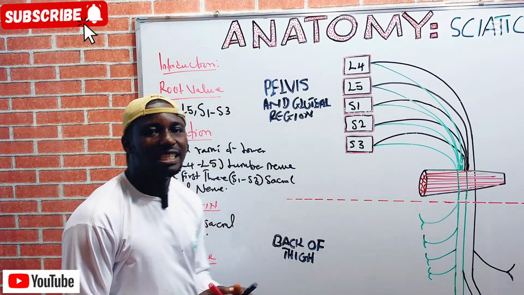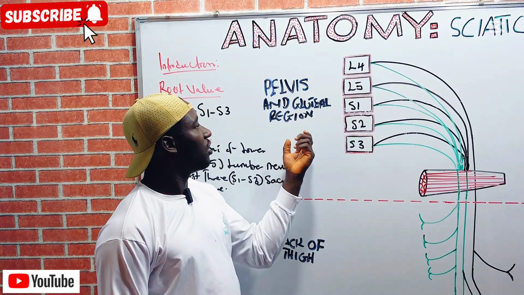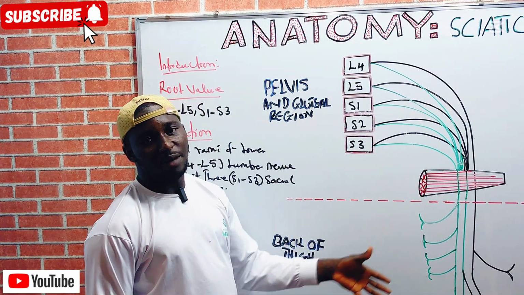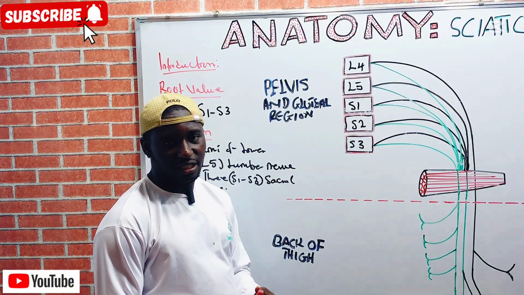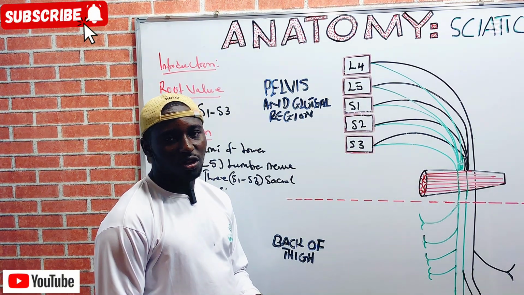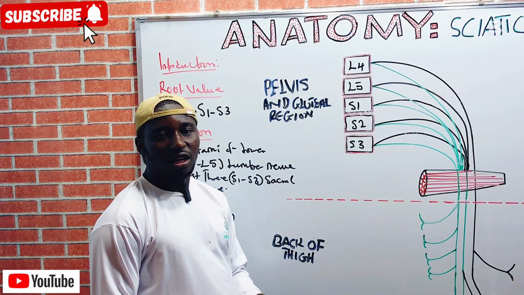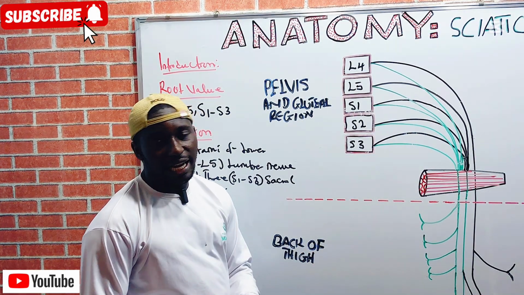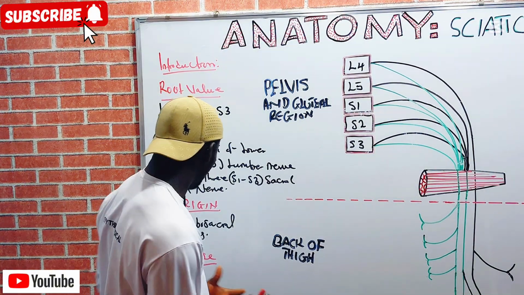How does the sciatic nerve run from the pelvic region and the gluteal region to the back of the thigh, and also how it terminates into two terminal branches, which supply the muscles of the leg and the foot, and also give sensory innervation to the skin of the leg and the foot. So let's dive into the course.